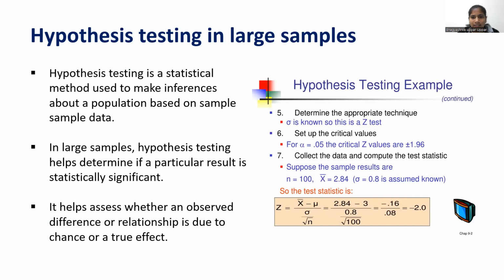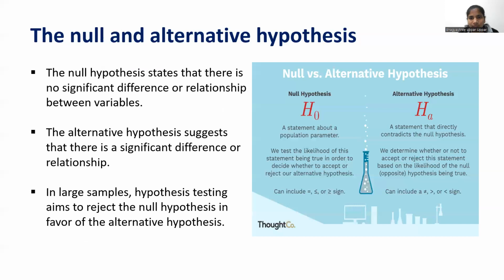Hypothesis testing in large samples. Hypothesis testing is a statistical method used to make inferences about a population based on sample data. In large samples, hypothesis testing helps determine if a particular result is statistically significant. It helps assess whether an observed difference or relationship is due to chance or a true effect.